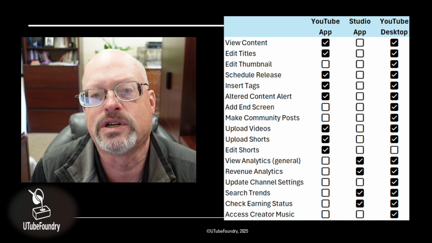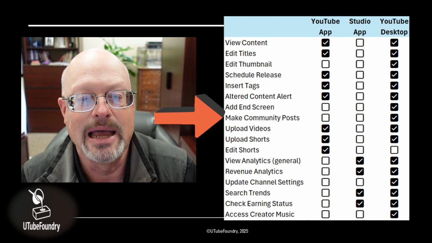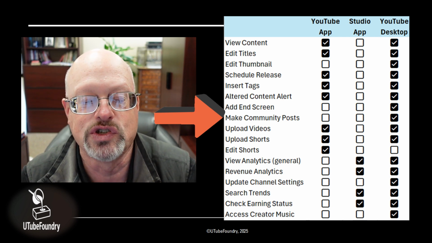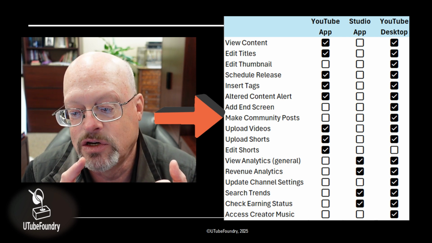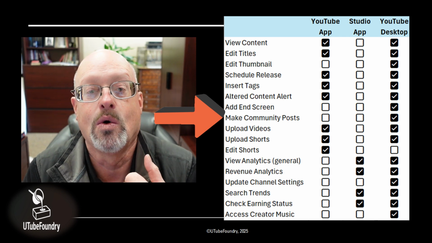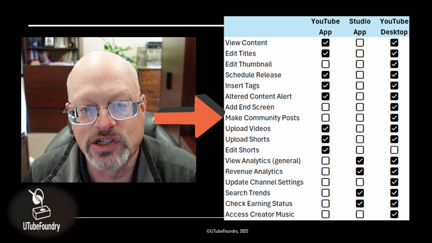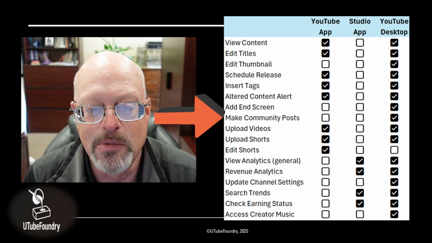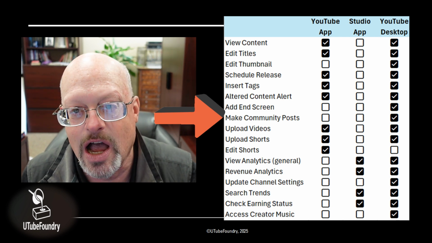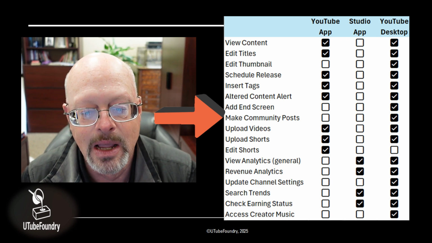Community posts are interesting. I can make very simple community posts with the app. I can just, like say, here's something I want you to see, but I cannot do things like doing polls or that kind of thing with the app. I have to go to the desktop application in order to do that. With the YouTube app on my mobile device, I cannot make those complex, more interactive kind of community posts.